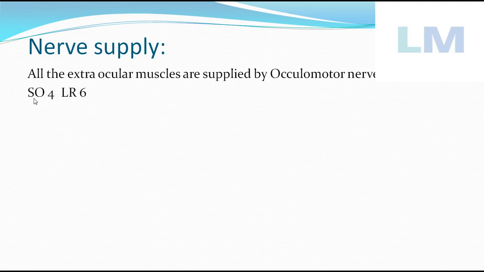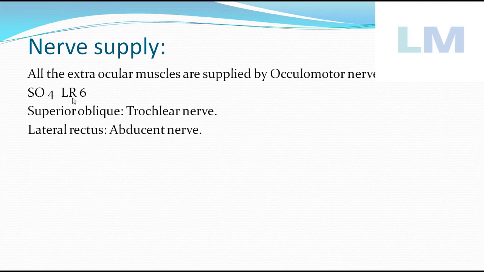So what is the full form of this? SO means superior oblique, 4 means the fourth cranial nerve, which is called the trochlear nerve. It is called so because that nerve supplies a muscle, the superior oblique, which passes through a pulley called the trochlea. Then the other muscle, LR, means lateral rectus. That muscle has the action of pulling the eyeball towards one side, away from the midline, which is called abduction. Therefore the sixth cranial nerve is called the abducent nerve.